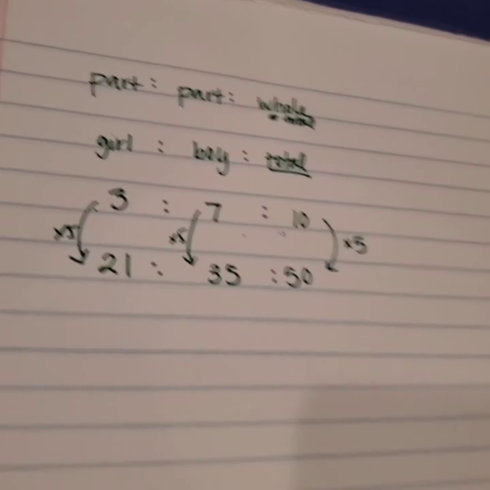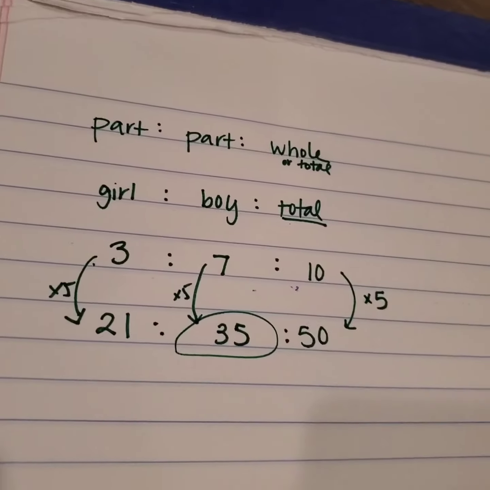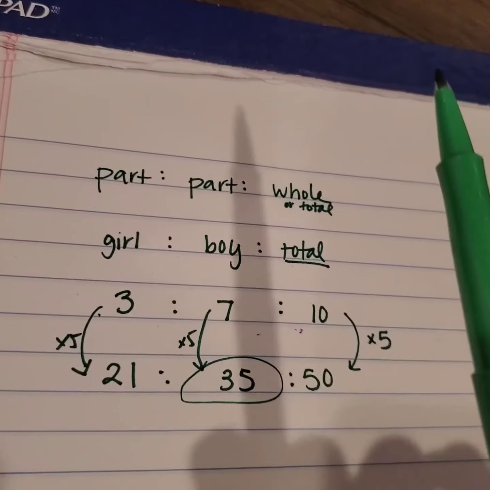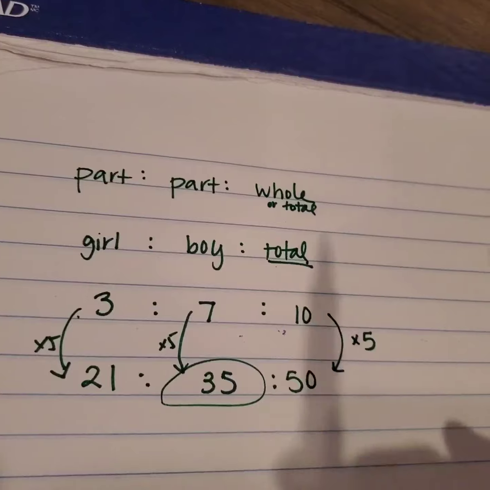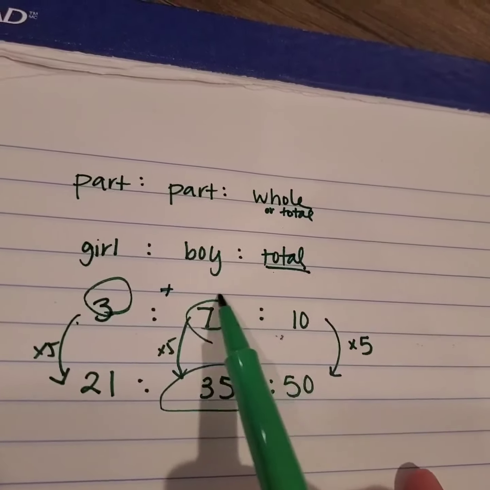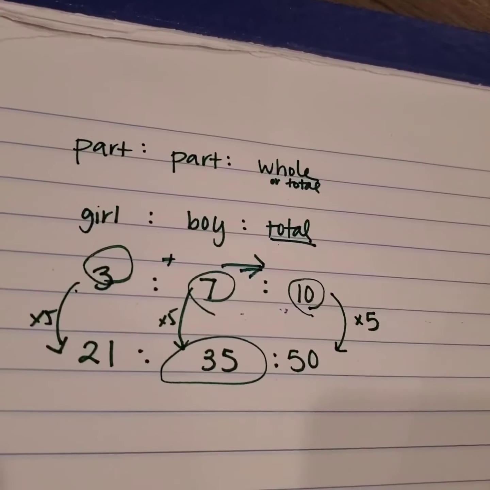And the question asks, if there are 50 total students, how many are boys? You get 35. So whenever you have a ratio and it also gives you a total, you add from the original ratio to get the original total, and then you set up equivalent ratios as we always do.